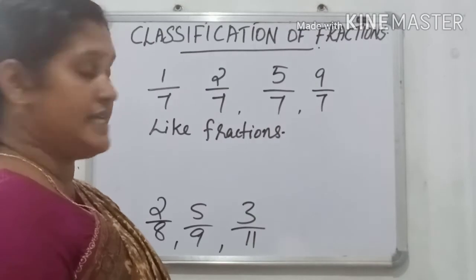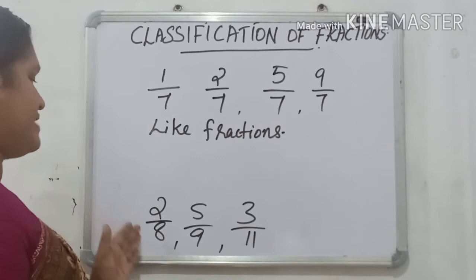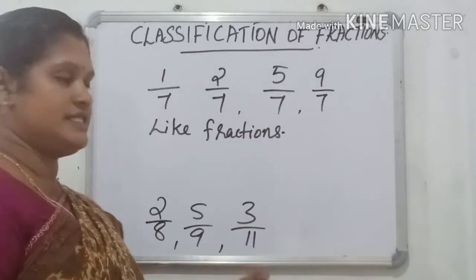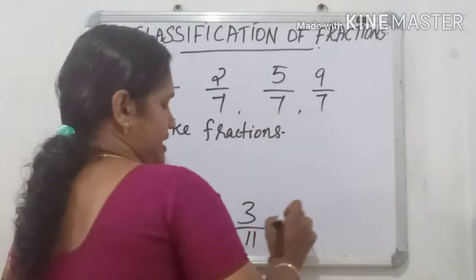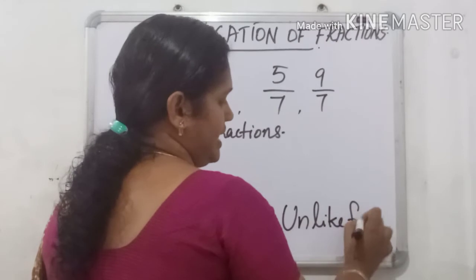Okay. Next, here is another set of fractions, but all its denominators are different. Such kind of fractions are called unlike fractions. Clear?